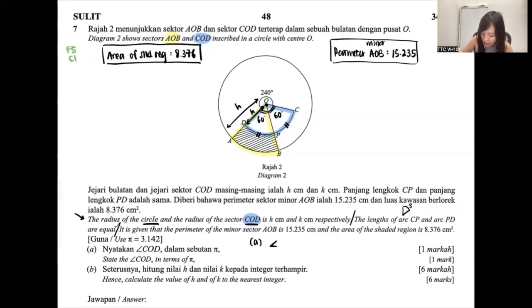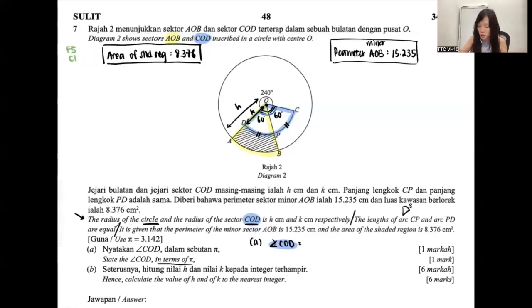So let's start from A. A is quite an easy one, 3 marks. Find the angle COD in terms of pi. So guys, you're going to write out your answer in terms of pi. Don't press the 3.142. So COD is which one? So COD. Oh yeah, let me put a color for you. It's the blue color one. So the blue color one is this one, COD.